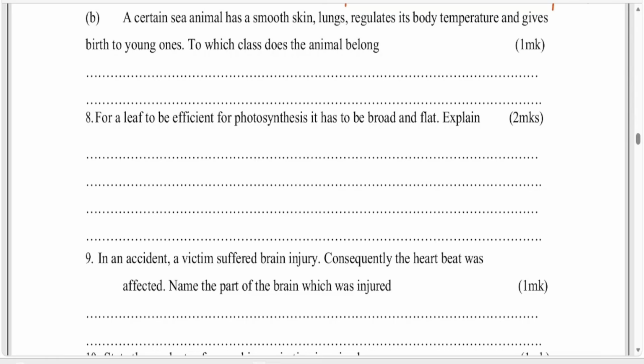So we say class Mammalia, and this gives you 1 mark. The reason is because they are able to regulate their body temperature, and they are able to give birth to young ones. I want us to move to question 8.